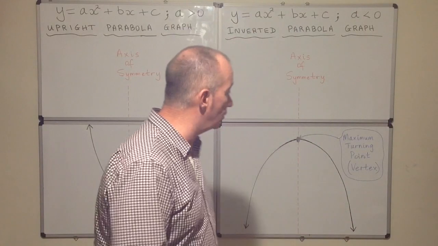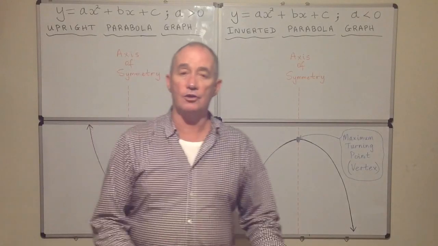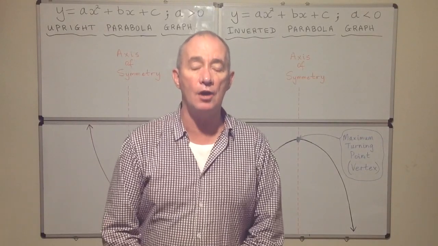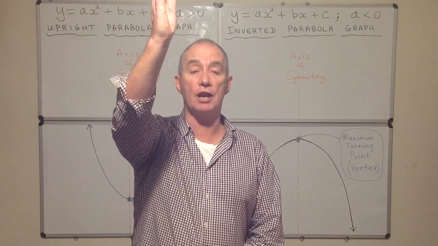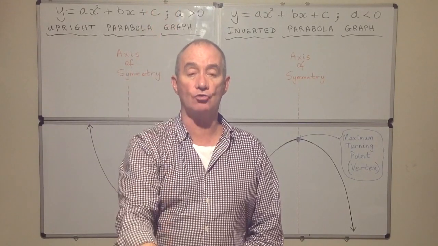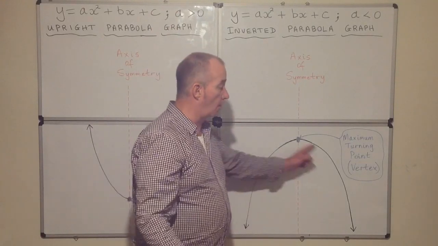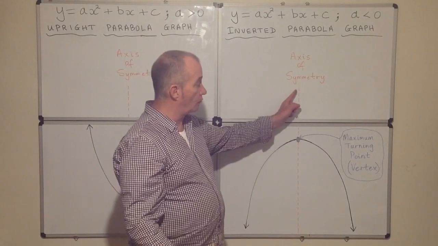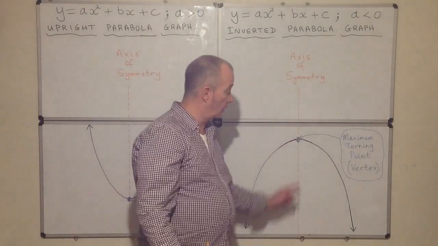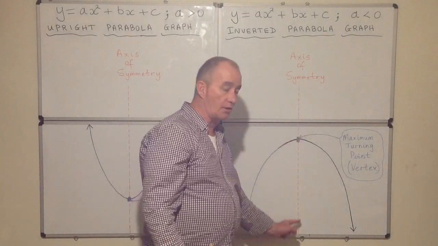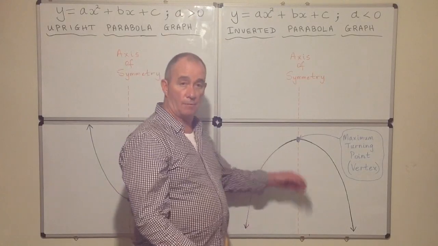Let's move across to the inverted parabola here. Now, as I said a few minutes ago, any parabola graph will have an axis of symmetry which is an imaginary vertical line going straight through the turning point of the parabola. Here's the inverted parabola here. I've drawn a red dotted vertical line going straight through the turning point. That red dotted vertical line there, that is the axis of symmetry for this inverted parabola.